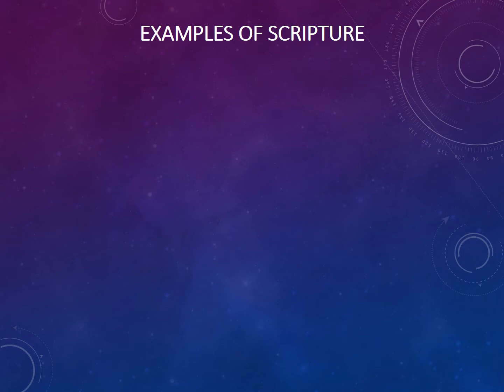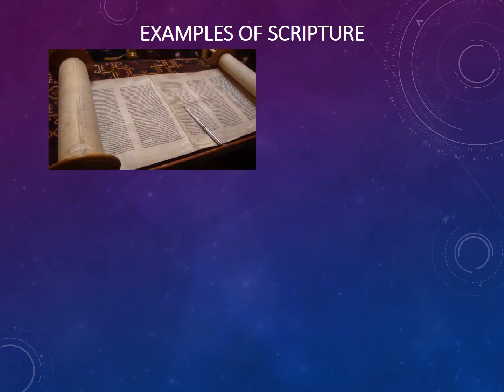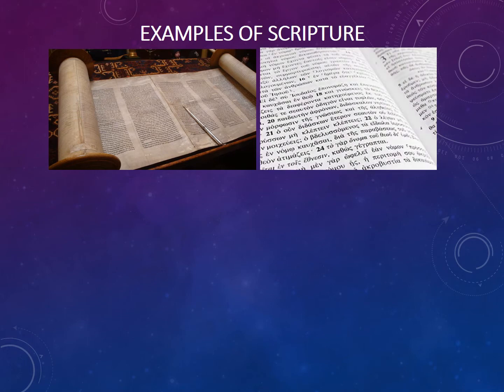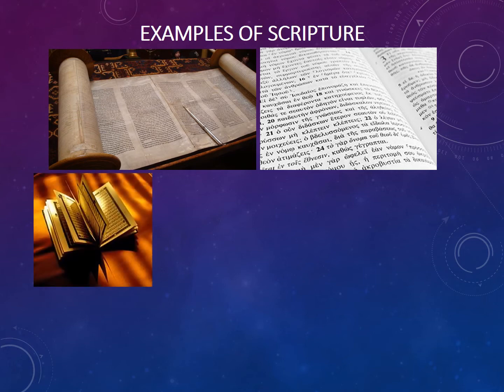Before we talk about the Hebrew Bible itself, let's look at a few other examples of Scripture. Of course, the Hebrew Bible is an example of Scripture for the Jewish tradition. It is something that is authoritative, that is written down, and gives some kind of connection to something beyond the self, something sacred or other. The New Testament is an example of Scripture for a Christian audience. The Quran is an example of Scripture for a Muslim audience.